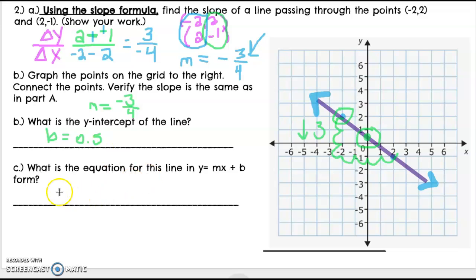Now I'm going to write the equation in y equals mx plus b form. I always start with y equals. We know my slope is negative 3/4 because I found it in 2 different ways. The slope replaces m in the equation, which goes in front of x. And then plus 0.5 because it's a positive 1/2 as to where it crosses the y-axis. So there's my equation to match my line.